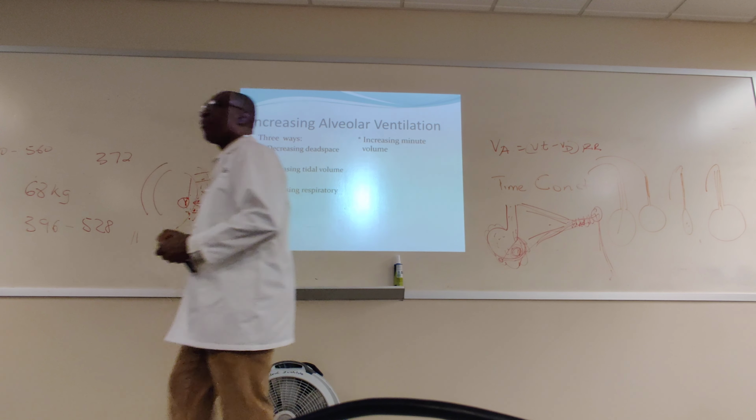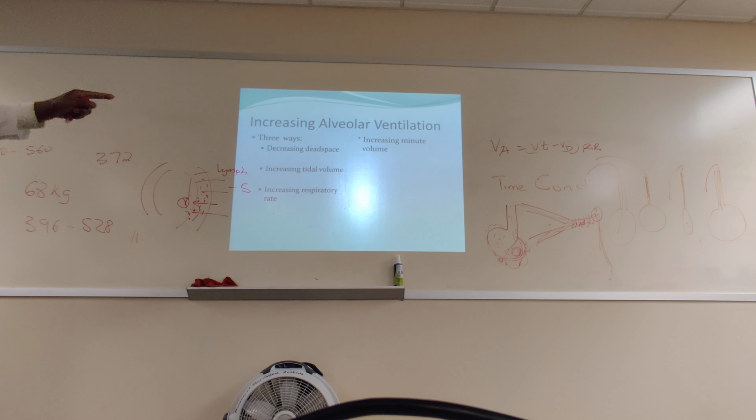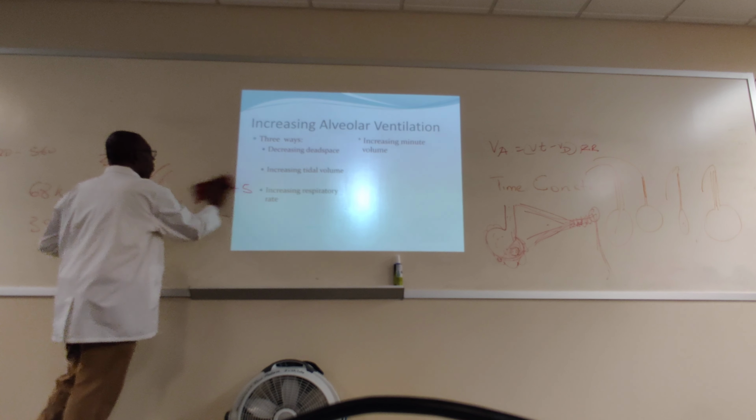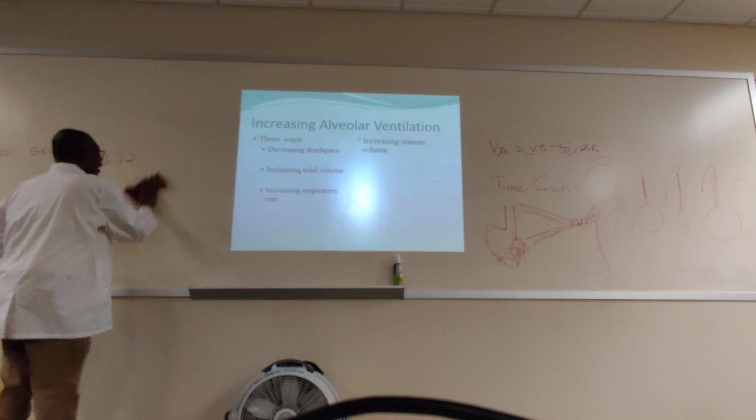3 ways that I can lower my CO2. I can increase my tidal volume, that increases alveolar ventilation. I can decrease my dead space, that increases my alveolar ventilation. I can increase my respiratory rate, that will also increase my alveolar ventilation. Those are 3 ways that you can lower your CO2. But now, which one would you do first? Okay, so if you are given respiratory acidosis, that's an example here.